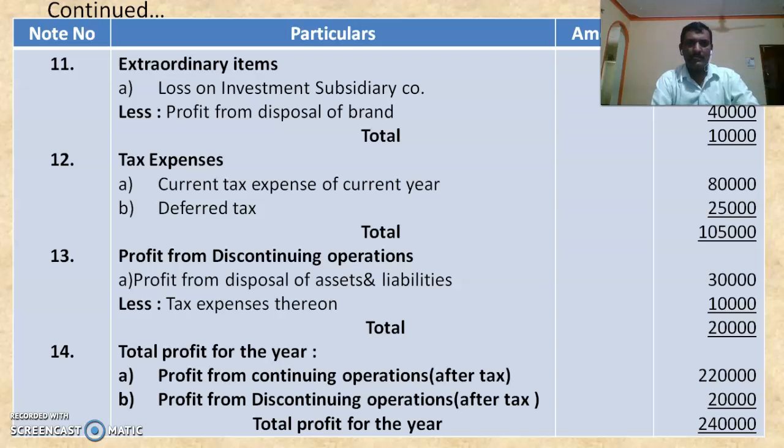And from that, now we can go for the next note regarding the tax expenses. In the problem, they were given two items related to tax expenses. One is current tax and another is deferred tax. So both these are to be added and taken to the statement.